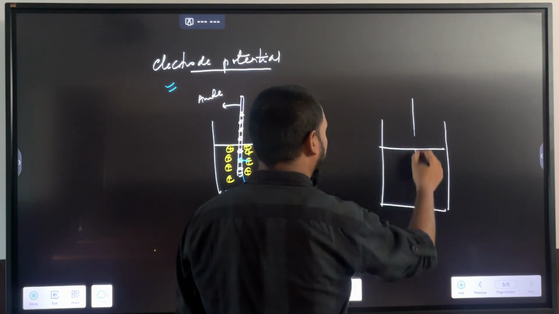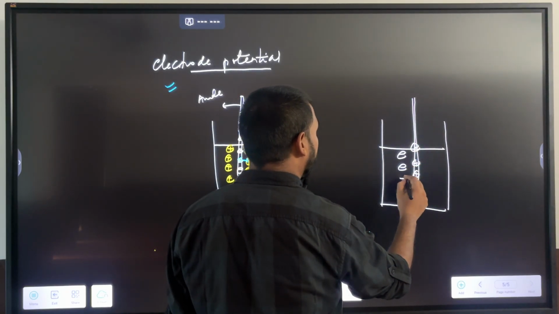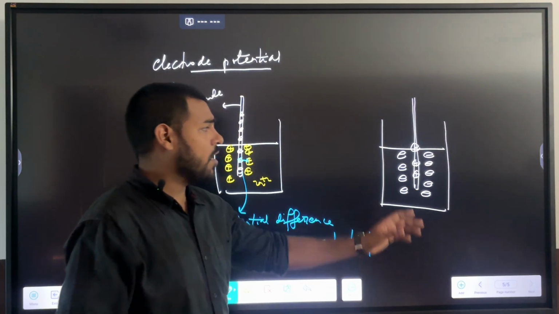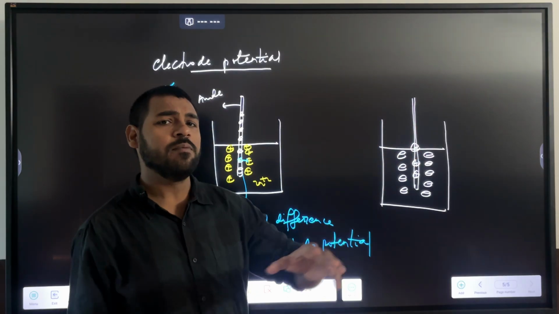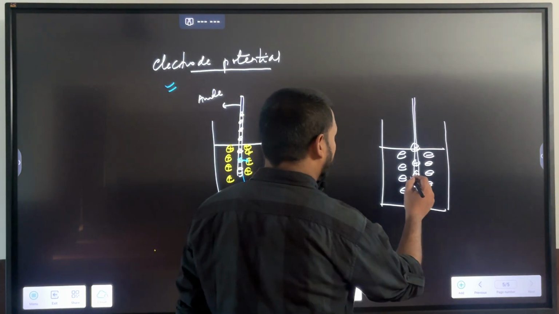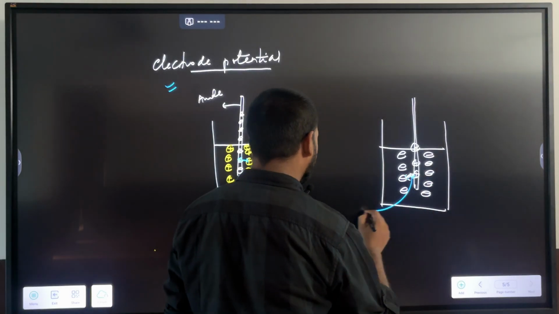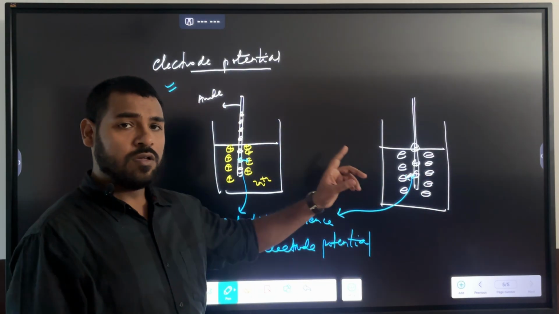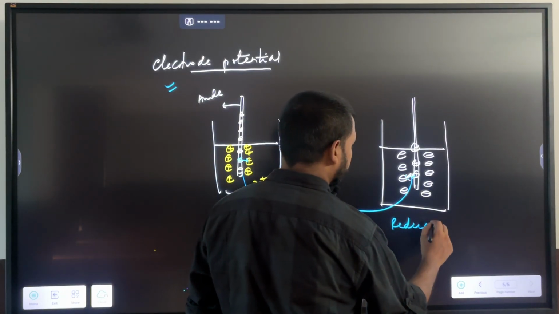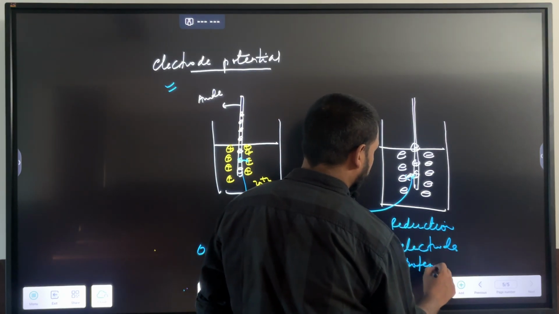In the cathode again we have positive charge in the rod, and negative charge will be surrounding the positive electrode, because the cathode is positively charged and the solution will be negatively charged, because opposite charges attract each other. So again there is a potential difference between these two, and this potential difference is known as reduction electrode potential. So we have two potentials. This is called reduction electrode potential.